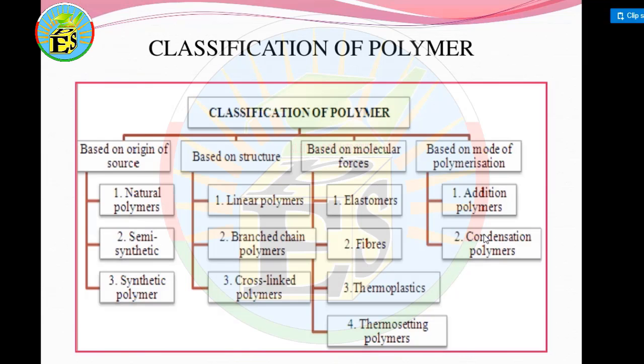That is enough for today's lecture. We discussed the types of polymers, and the classification of polymerization we will study in the next lecture. What you have to do is make a table chart of polymers based on origin of source. You have to write 5 natural polymers, 5 semi-synthetic polymers, 5 synthetic polymers, and post your work on the WhatsApp group.